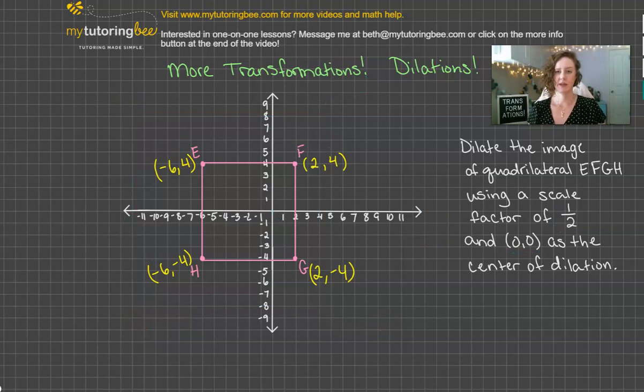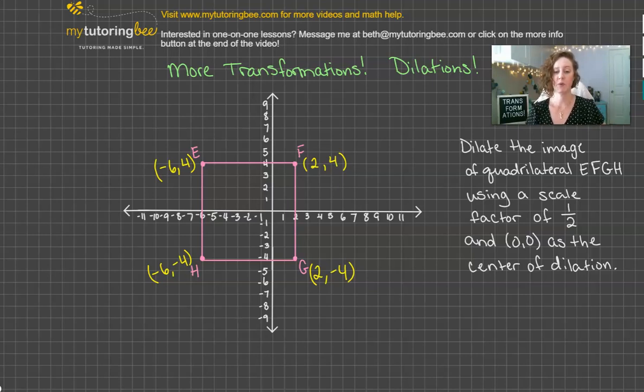Now let's take a look at another one. This time our scale factor is going to be less than 1. So if you take a look at our directions, dilate the image of quadrilateral EFGH using a scale factor of 1/2 and 0, 0 as the center of dilation. So everything is exactly the same as the last problem that we did, but instead of our scale factor being 2, now we are using 1/2. So we'll show you how that looks.